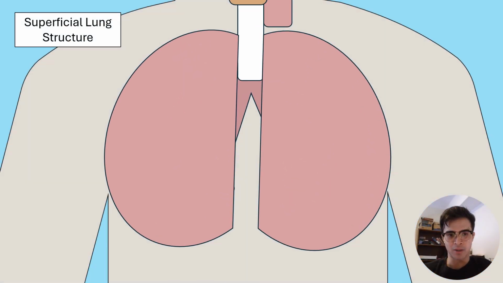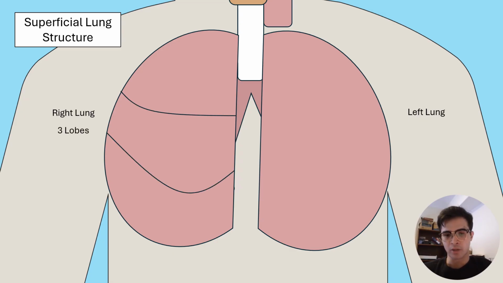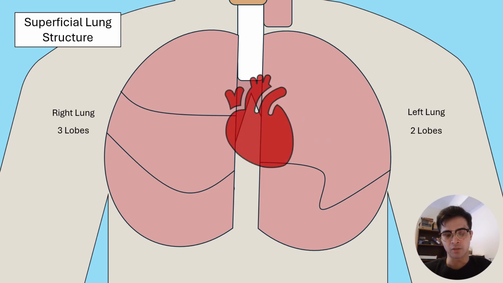Now we're going to talk about superficial lung structure. And just like the heart, it's a mirror. So we have the right lung here and the left lung on the right side. The right lung has 3 lobes, while the left lung has 2 lobes. And the reason for this is because your heart sits on the left side of the body, so it needs extra space for your heart.